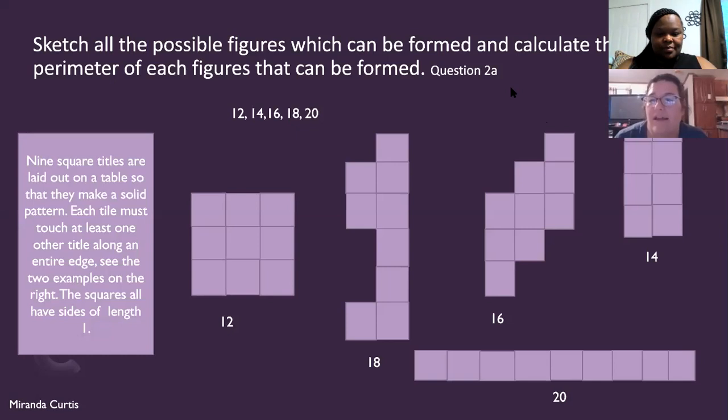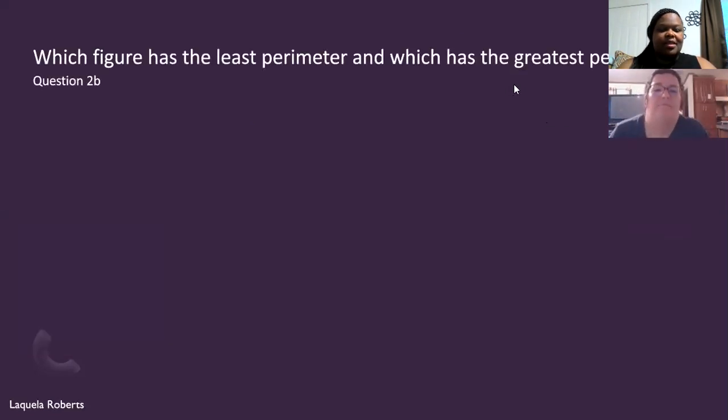We'll see our next question is which figure has the least perimeter and which has the greatest. And that's always fun to figure out. I got them right there for you. They're going to pop up. I got pop crazy. Right.